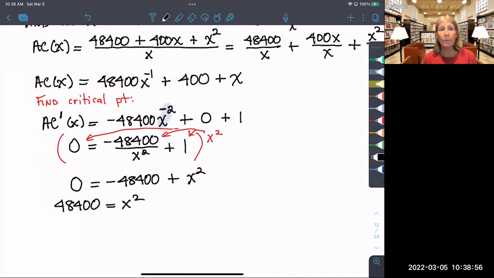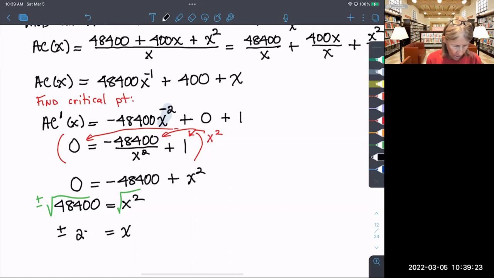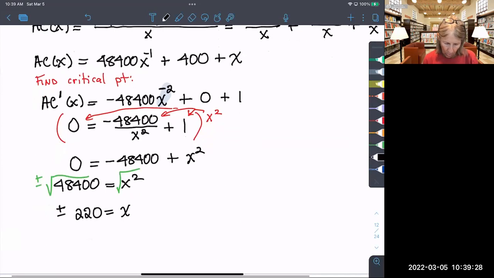And let's take our square root and hope it comes out nice. I don't know if it does. And don't forget, there is a plus or minus when I do a square root. However, on this particular problem, X should be a positive number only because X stands for our units, okay? All right, so X is going to equal, again, it would be a positive or negative, but I will throw out the negative. It does come out nice. Square root is 220. Okay, so the critical point is 220.